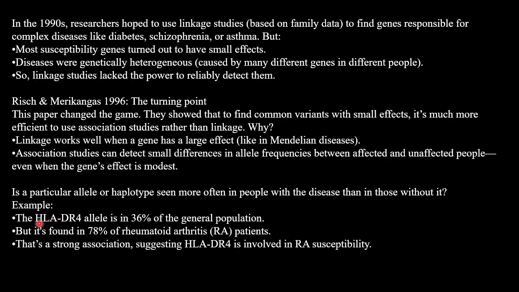Then, if you are finding the HLA-DR4 allele in a particular individual, you can say that you might be susceptible to rheumatoid arthritis. So this is a strong association suggesting that HLA-DR4 is involved in RA susceptibility. It's as simple as that. Association studies can detect small differences in allele frequencies between affected and unaffected people, even when the gene's effect is modest. So this is the association study.